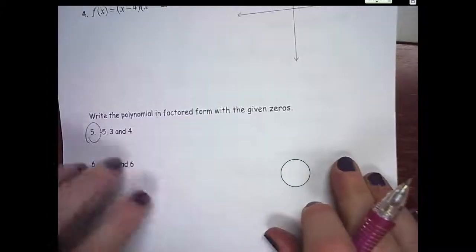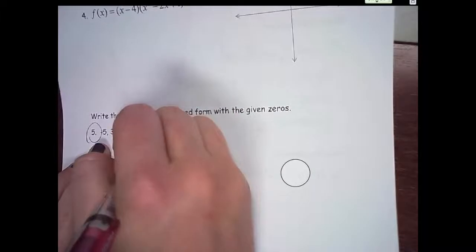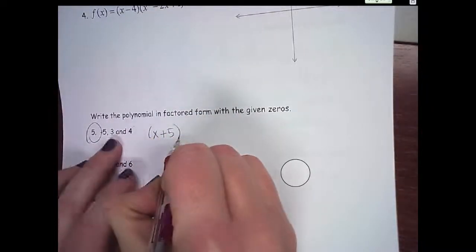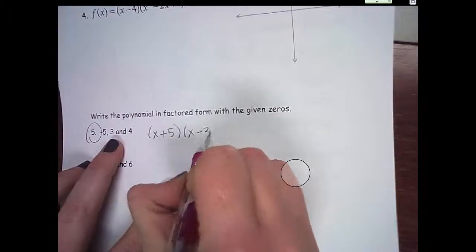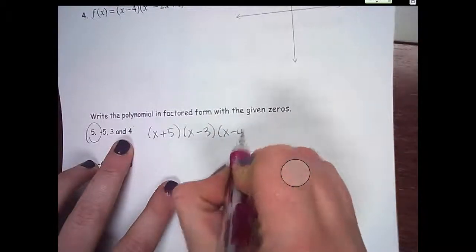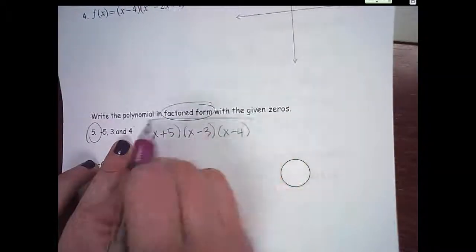Okay, number 5, we're going to go backwards here. So you're given the zeros. So if I'm given negative 5, this becomes x plus 5. If I'm given positive 3, this becomes x minus 3. And then positive 4, this becomes x minus 4. Now this is factored form, so really I'm done here.